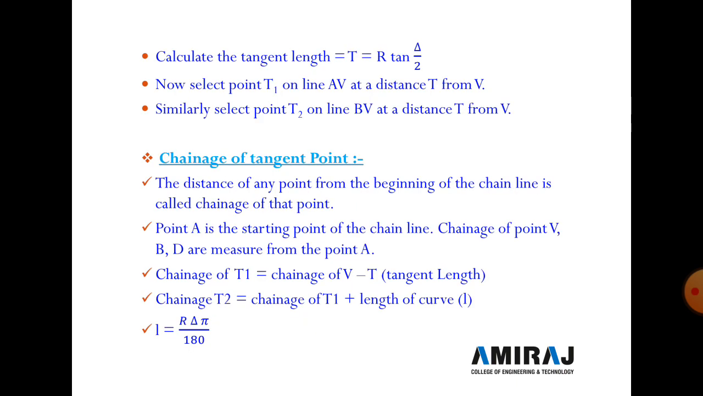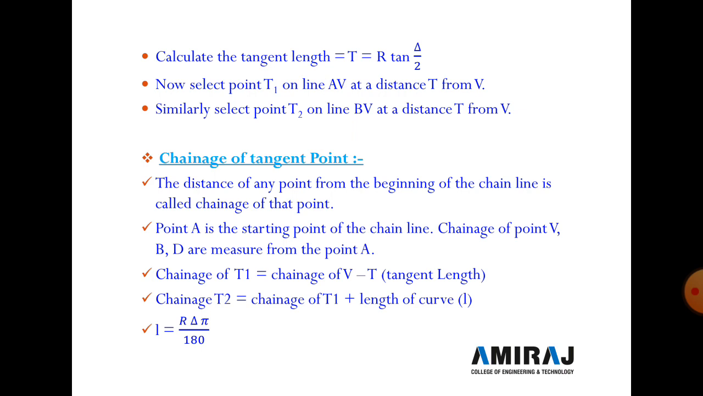Now calculate the tangent length. We already discussed how to find the equation in the last slide. So tangent length T is equal to R tan delta by 2. Now select the point T1 on line AV at a distance T from V, and similarly select the point T2 on line BV at a distance T from V. So these two points T1 and T2 are marked on the ground.